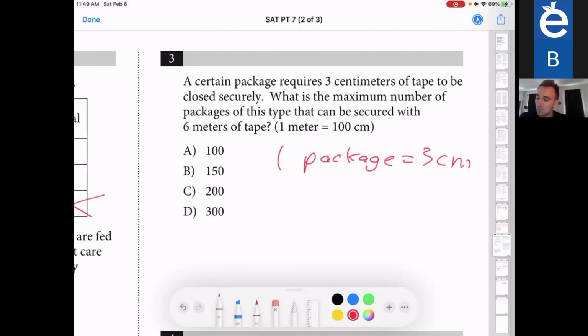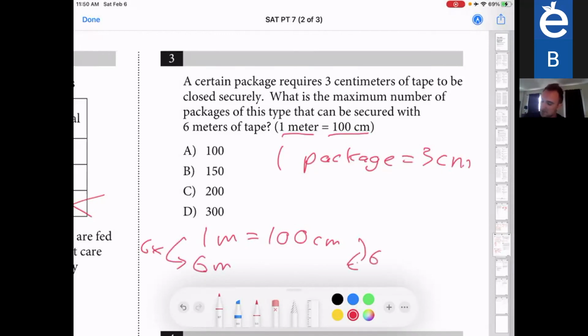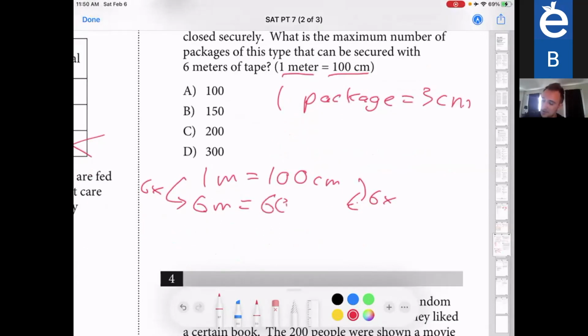They tell us that 1 meter is equal to 100 centimeters. So if 1 meter is equal to 100 centimeters, then 6 meters, right? Scaling this up 6 times. I need to scale this up 6 times. 100 centimeters times 6 gives me 600 centimeters. So the question is, if I'm given 600 centimeters of tape and one package requires 3 centimeters, how many packages can I take care of?